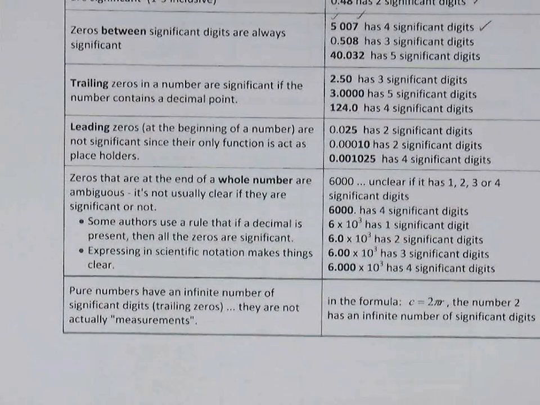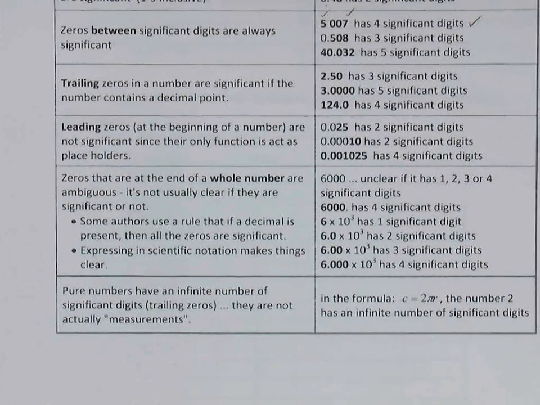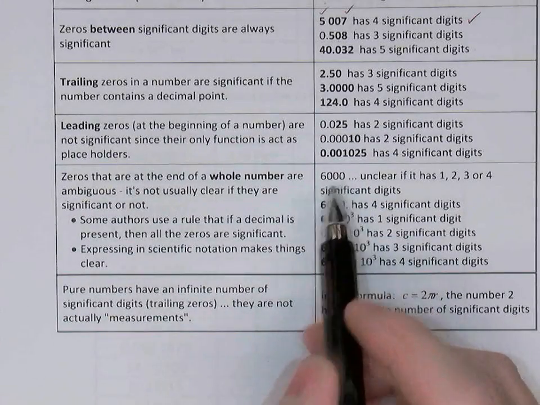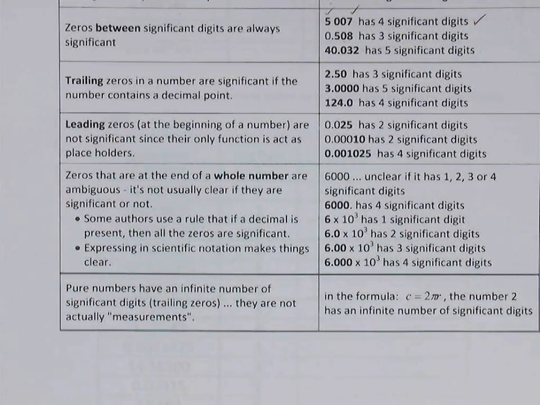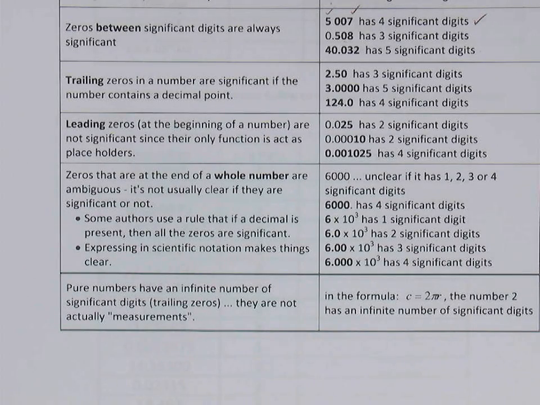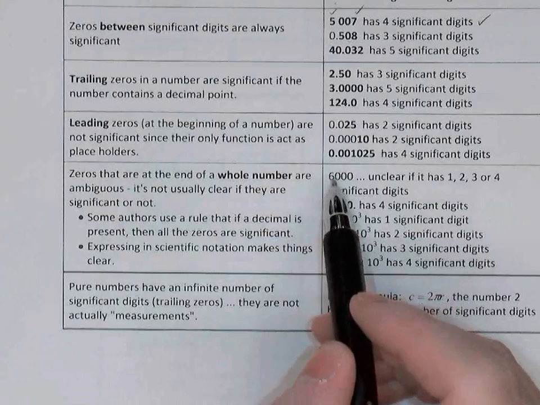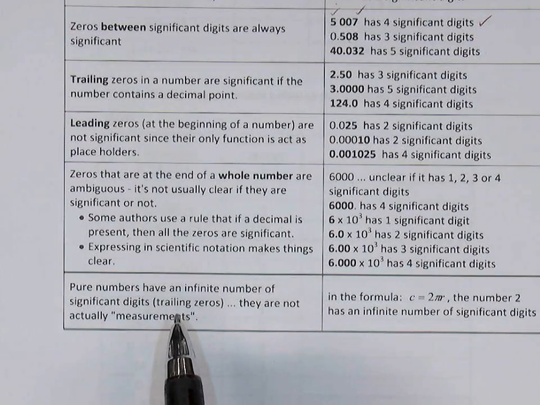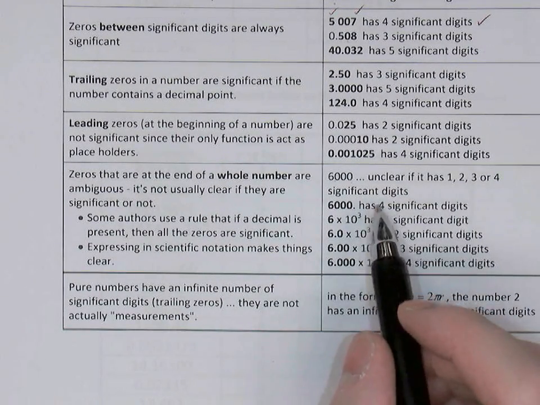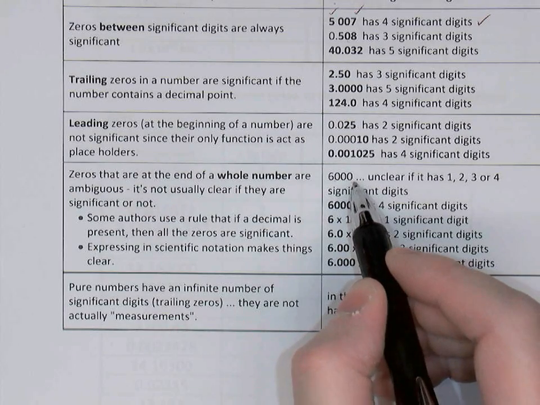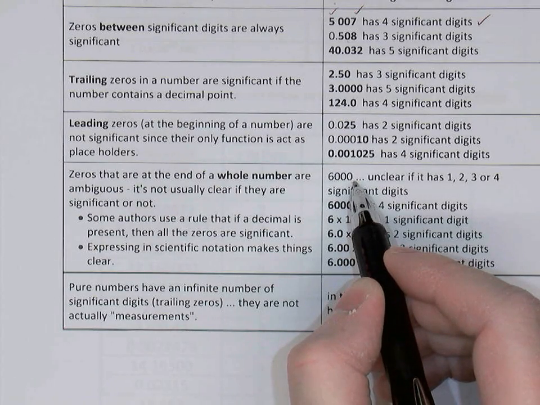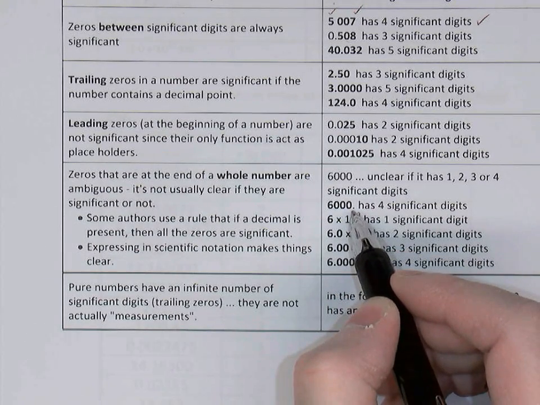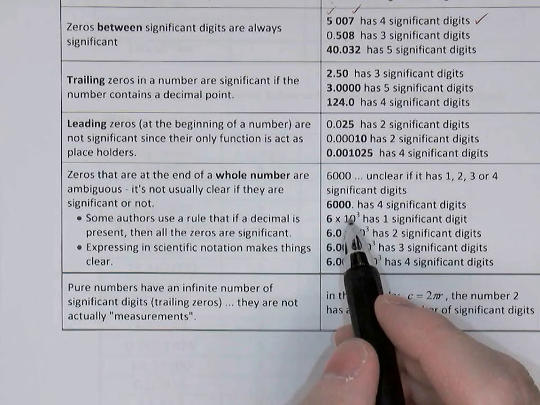Now, there is one set of numbers which are unclear technically, and that's whole numbers that end in 0. So if you have a number like 6,000, it's unclear whether or not any of those zeros are significant, whether they're all significant. Maybe just the first one is significant, maybe just the first 2 are significant. We can't tell from looking at that number. Some textbooks will claim if there's no decimal place at the end of the number like this, then we would ignore all of those zeros. And they would say if there is a decimal place at the end, then we'll count all of the zeros.